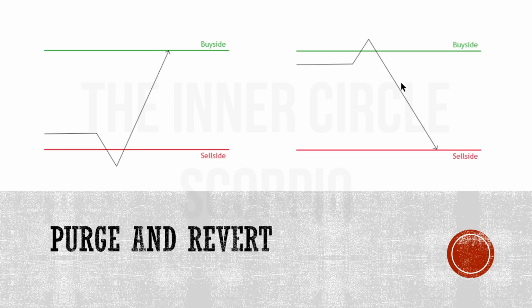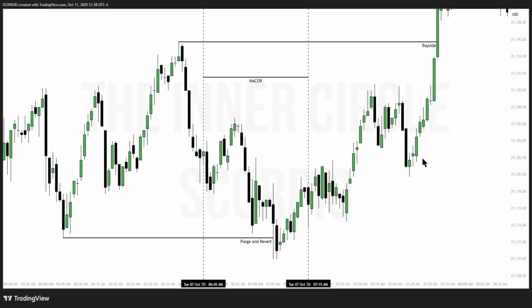Now, same scenario on this side, which is the price is moving, it takes out the buy side and reverts to the sell side. This is purge and revert on the bearish scenario. Let's take an example. In a macro time, which we discussed in the previous lecture, 6:45 and 7:15, the price comes down and takes out the sell side liquidity. It purged the sell side liquidity.